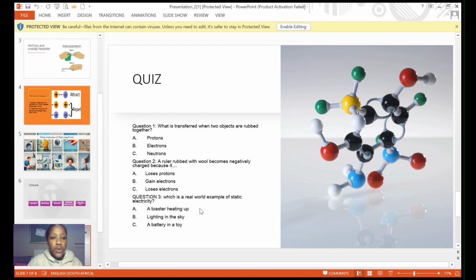Then we're going to go through this quiz together to see if you understand what you have learned today. You can pause the video and check the answers to see if you were correct. So question number one says, what is transferred when two objects are being rubbed together? Remember, when there's friction, when you rub, it causes what? Friction. So the correct answer is B. Electrons are the ones being transferred between two objects.